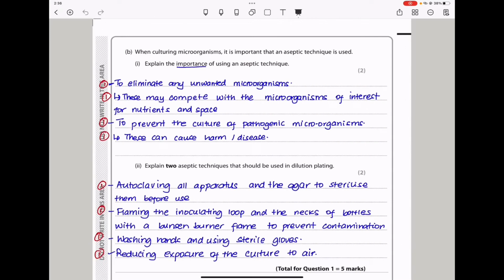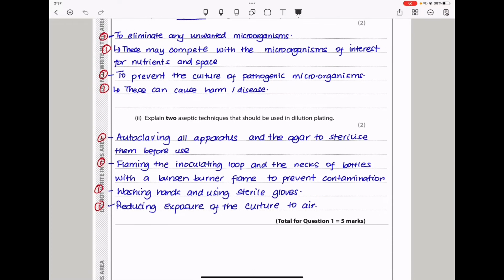Moving on. In part B, when culturing microorganisms, it is important that an aseptic technique is used. Explain the importance of using an aseptic technique. Aseptic techniques are used to eliminate any unwanted microorganisms because if these unwanted microorganisms are present, they will compete with the microorganisms of interest for nutrients as well as space. Also, these aseptic techniques ensure that pathogenic microorganisms are not cultured because these can cause harm or disease.